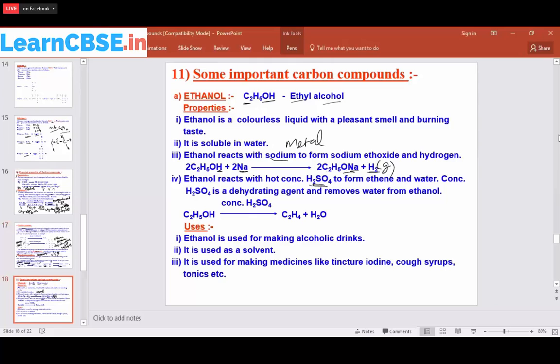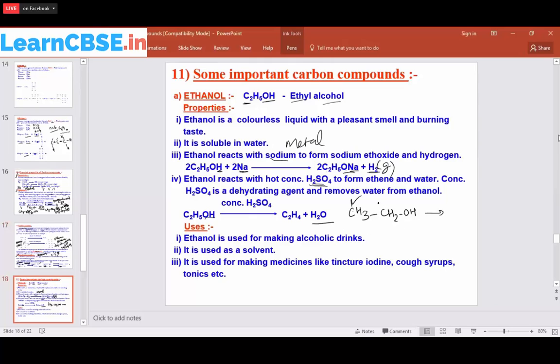So it is used as a dehydrating agent. What is meant by dehydrating agent is it removes water from the molecule. Okay, so how to remove the water from this one? So I'll just write over here the structure of the ethanol. So CH3CH2OH. So now when you are treating it with the H2SO4, the one water molecule we have to remove it.